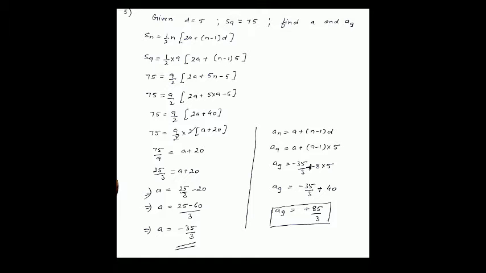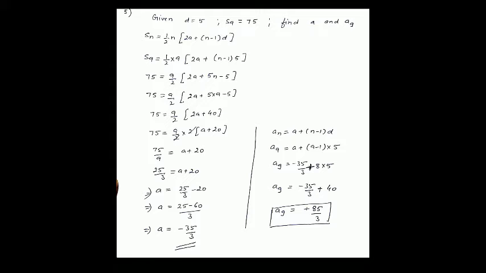Now you can open the bracket, or you can take out 2 as common. So 75 is equal to 9 by 2 multiplied by 2, as we have taken out 2 as common from the bracket, so it will be (a plus 20). The 2 will get cancelled off, so it will be 75. 9 is in multiplication, so when it goes to the left hand side it will be in division. So 75 by 9 is equal to a plus 20.